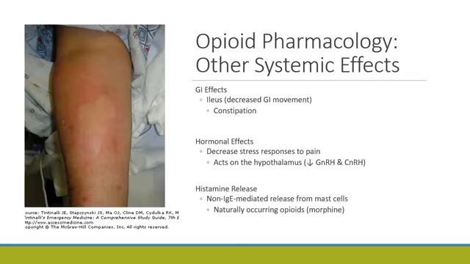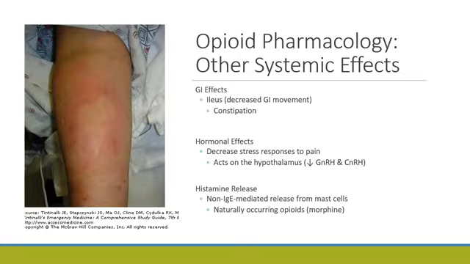Some other systemic effects that we see, obviously there's GI effects. We talked about the constipation before. It can be so severe that we can cause an ileus, which is decreased or lack of GI movement. So that can be pretty disconcerting for patients. We can see some hormonal effects. We can see a decrease in the stress response to pain. And we can also see histamine release depending on which agents we're using.